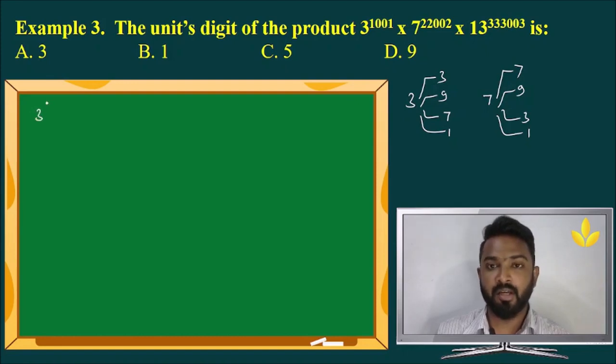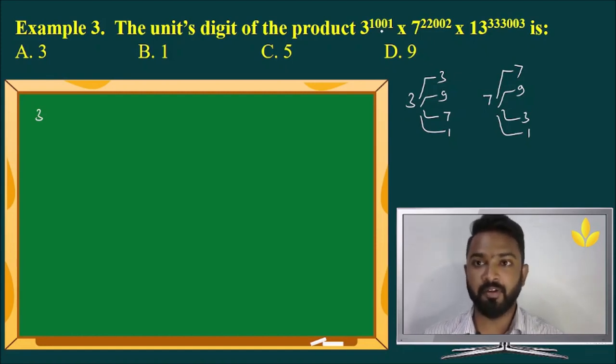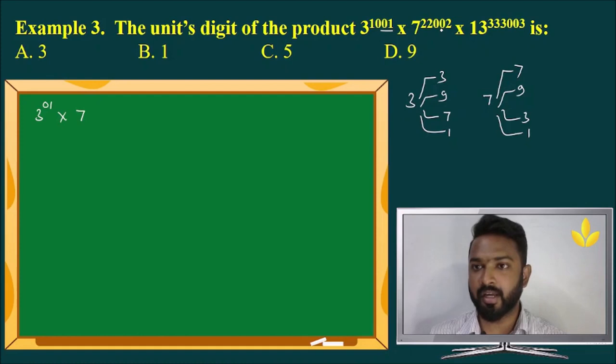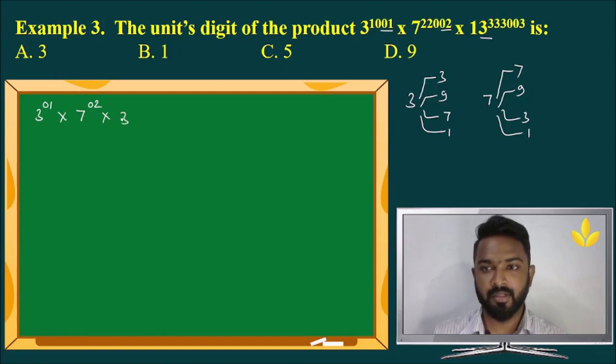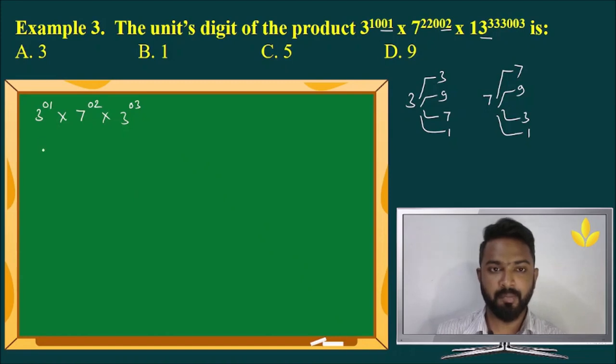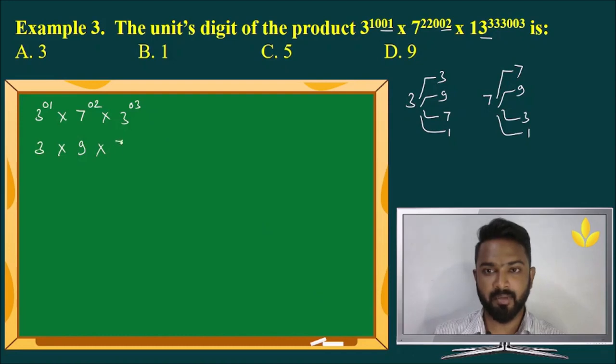3 to the power 1001, and we know again it has 4 terms, so we have to divide the power by 4, so we only care about the last 2 digits. So 01 multiplied by 7 to the power, again last 2 digits, 02, into we have 3 over here to the power 03. Let's do this. 3 power 1 is nothing but 3, 7 power 2 is nothing but 49, so 9, 3 power 3 is 27, so 7. 3 nines are 27, into 7, 7 sevens are 49, we have 9. Answer is D.